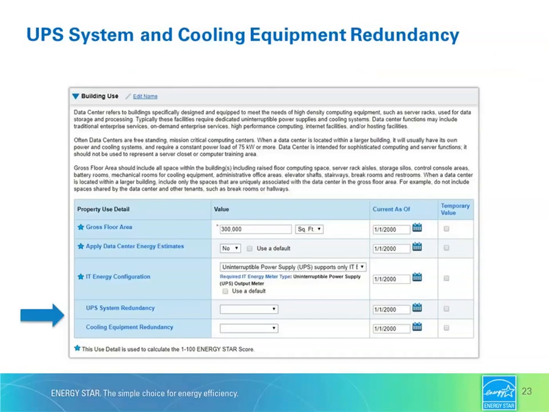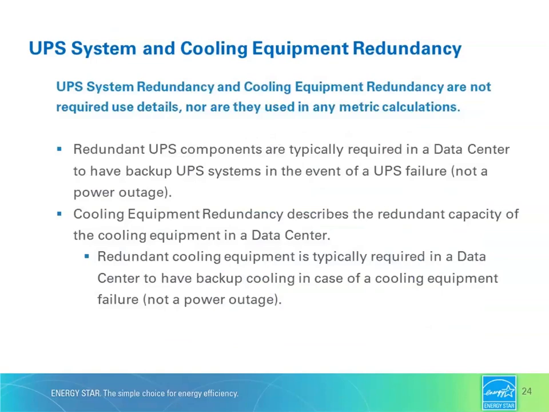Let's move on to the final use details for data centers: UPS system redundancy and cooling system redundancy. Neither of these use details are required for a score, but they may be helpful for you for tracking and informational purposes. In general, enterprise data centers will have backup UPS systems in case the primary UPS fails. Similarly, they may have backup cooling systems in case their primary cooling system fails. This is all just equipment meant to decrease the risk of something going wrong in the data center and ensuring the maximum amount of uptime and minimal data loss in the event of any kind of failure.